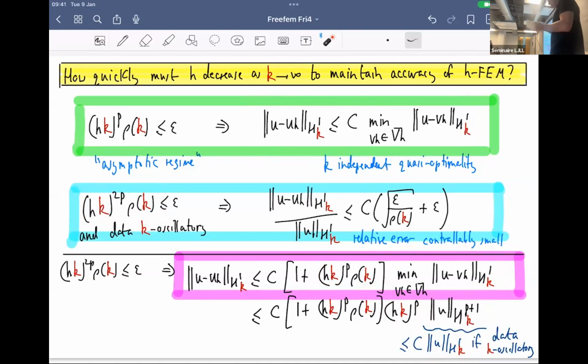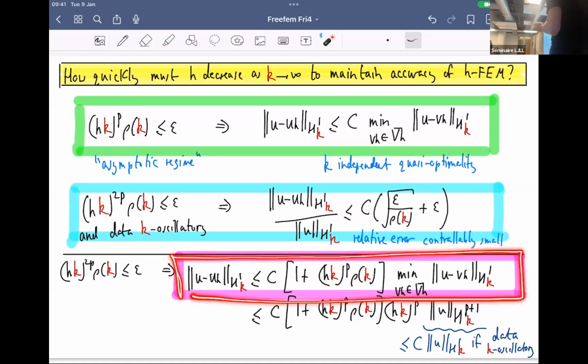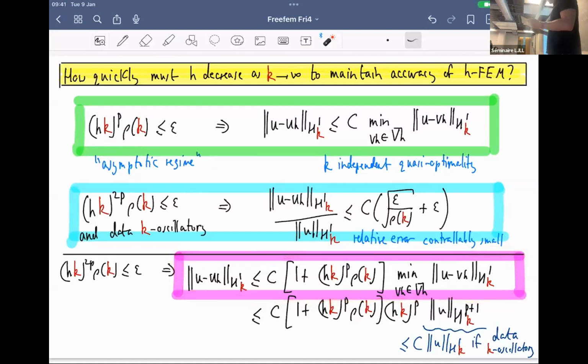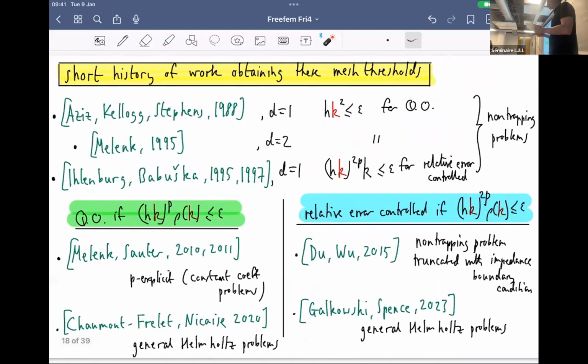Okay, so I'm conscious that if you're seeing this for the first time, that's possibly a little bit technical, but we're going to carry this bound here in purple forward, because we're going to prove some analog of that. Right, so I've just been stating these results without telling you where they come from.